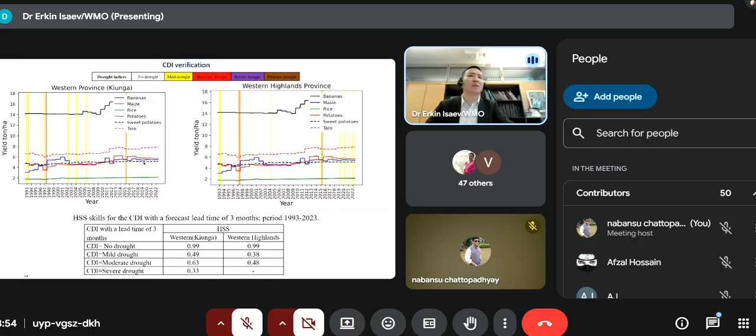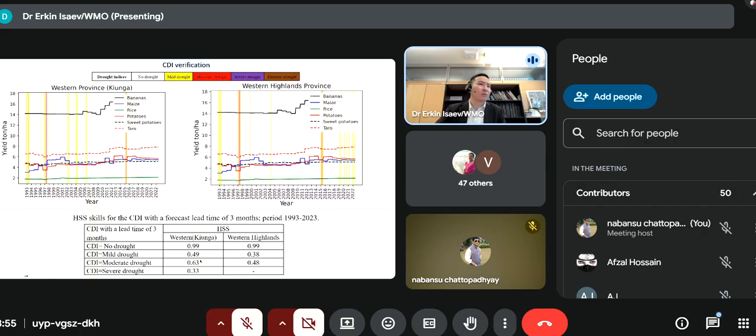And we can see here on the right-hand side where drought happened, there is a reduction of the yield in that year. Here in the table of hit rate and skill score, we can see the skills of this methodology of CDI for the Western and Western Highlands provinces with 3 months lead time. We calculated it for 1993 to 2023. So we can see that for no drought it is very good.